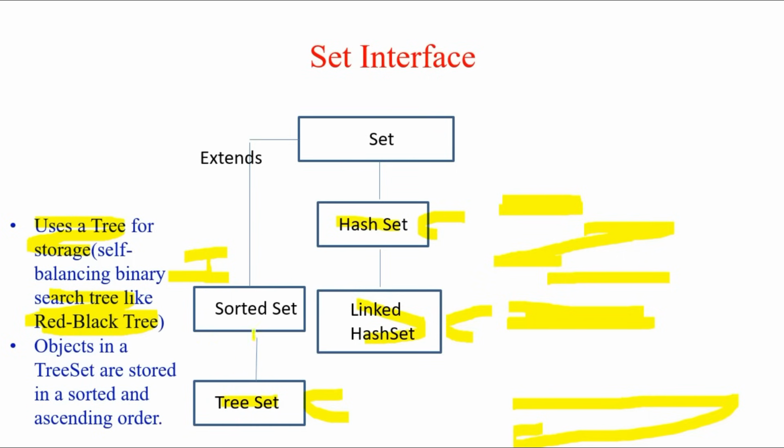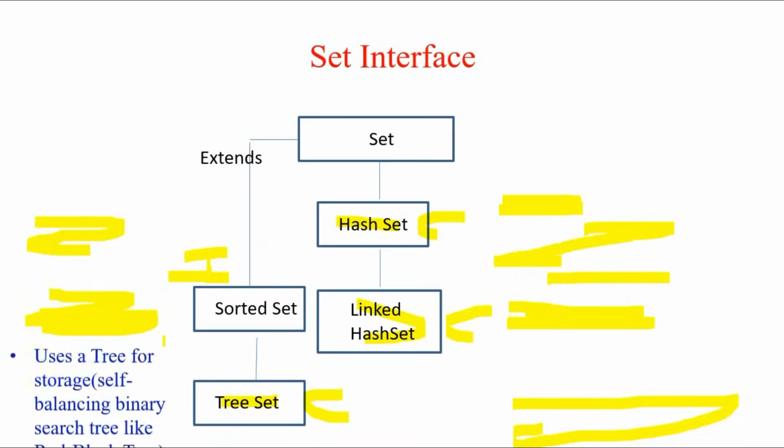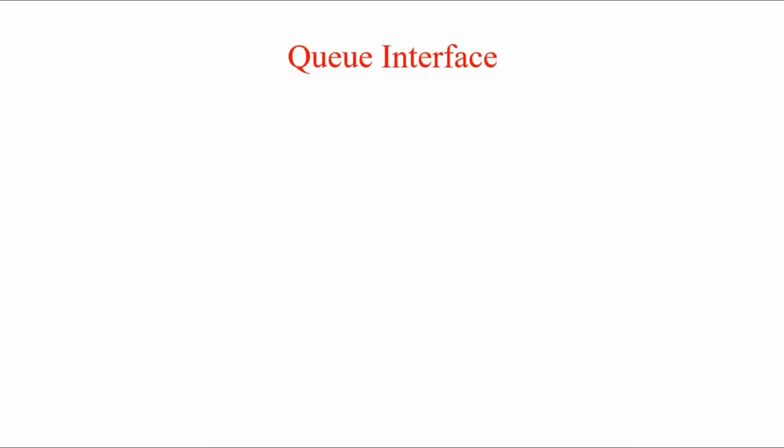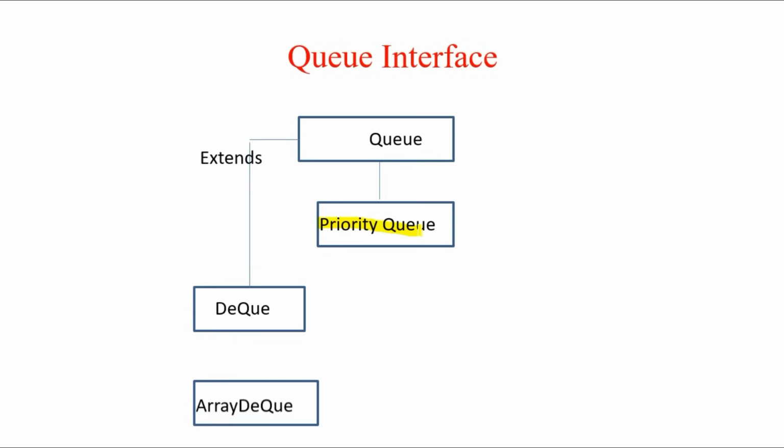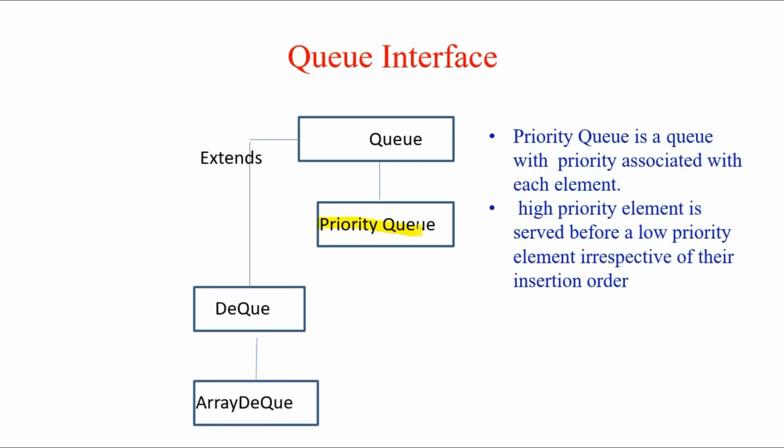So that was all about the set thing. Now let's move towards the queue interface. Now quickly, the queue interface hierarchy says that there is only one implementing class for the queue directly, that is the priority queue. Another interface which extends the queue interface is Deque, and the class implementing this extended interface is ArrayDeque. Now let's see the unique thing about the priority queue, Deque and ArrayDeque.